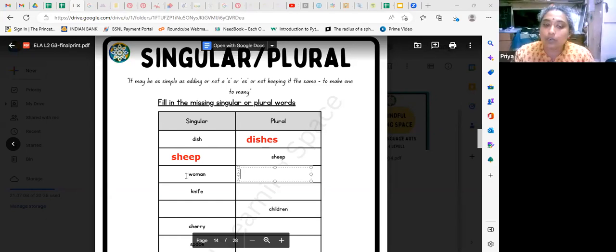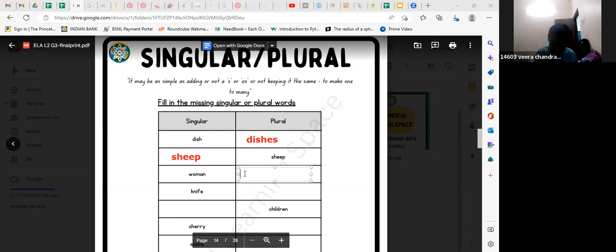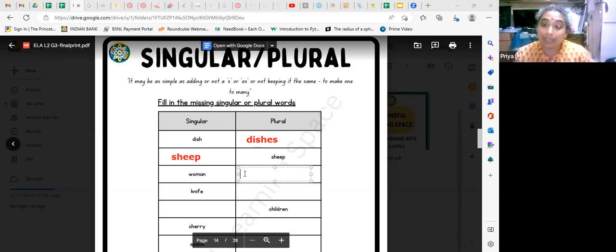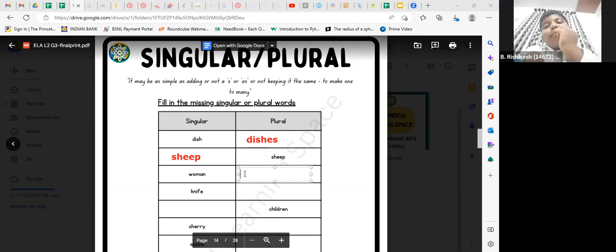What is the plural for the word woman? Women. It's not men. Women. Okay, who can tell me the spelling of women? W-O-M-E-N. Very good, Rishikesh.